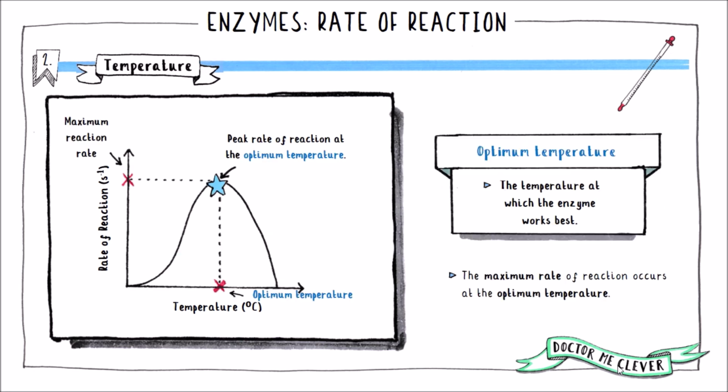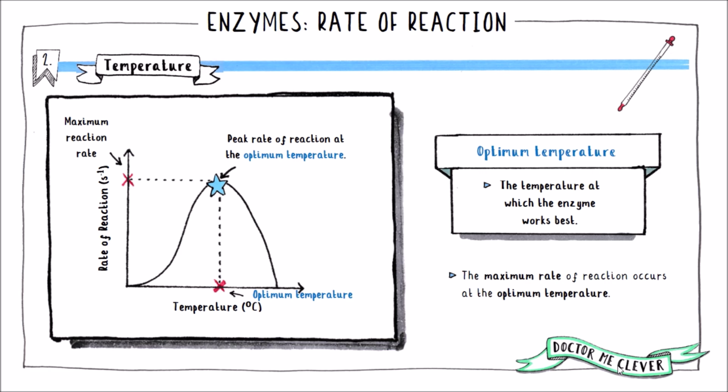As the temperature increases, the enzymes and substrates have more energy, move around more, and there's a higher probability that the enzyme and substrate will come into contact with one another and a reaction will occur. The maximum rate of reaction occurs at an enzyme's optimum temperature.